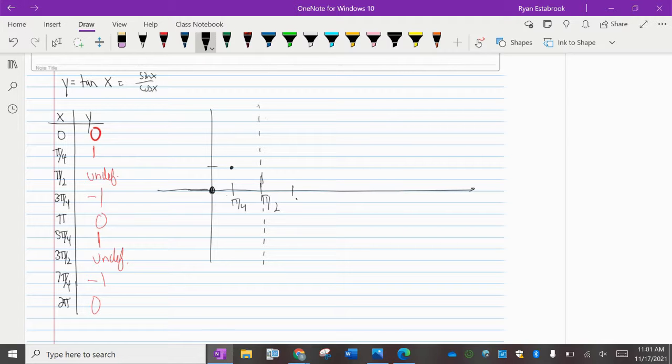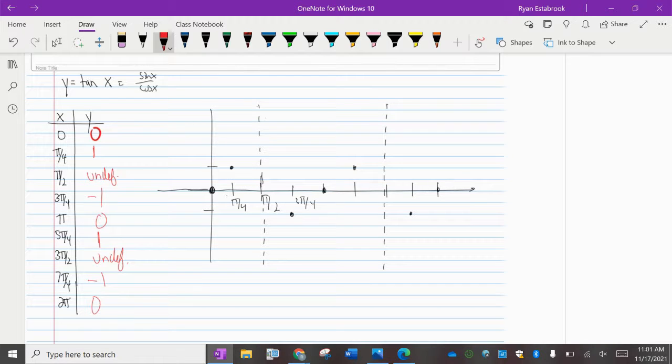Three pi over 4 is at -1. Pi is at 0. 5 pi over 4 is at +1. And 3 pi over 2 is undefined. Go a little bit further to the right. 7 pi over 4 is back at -1. 2 pi is back at 0.